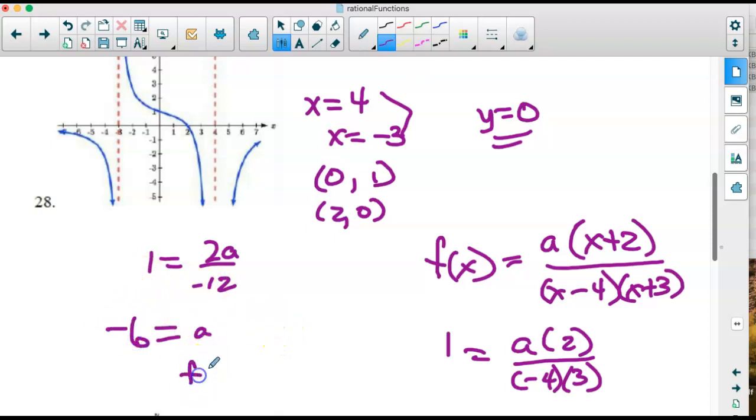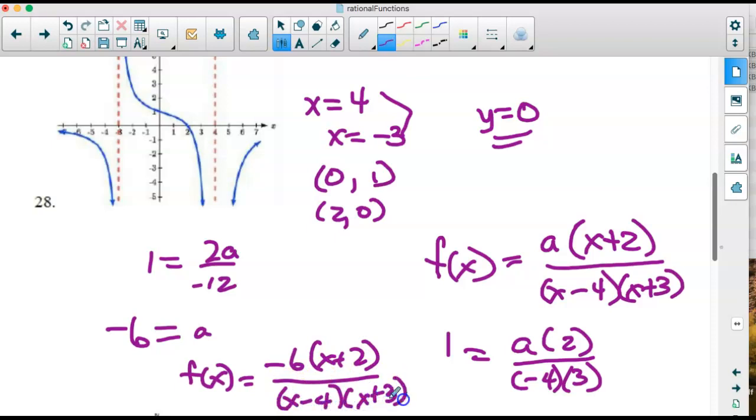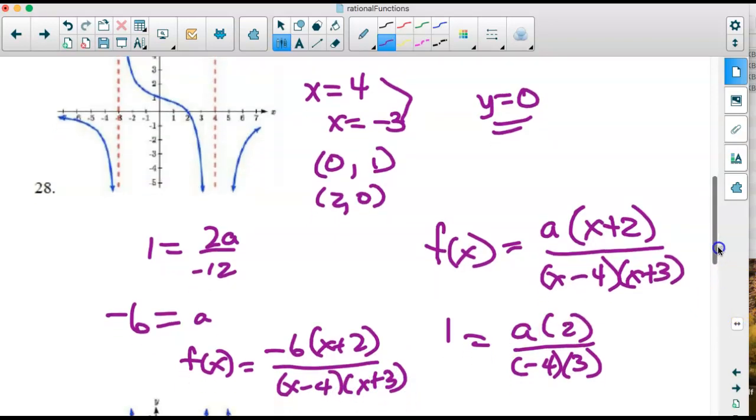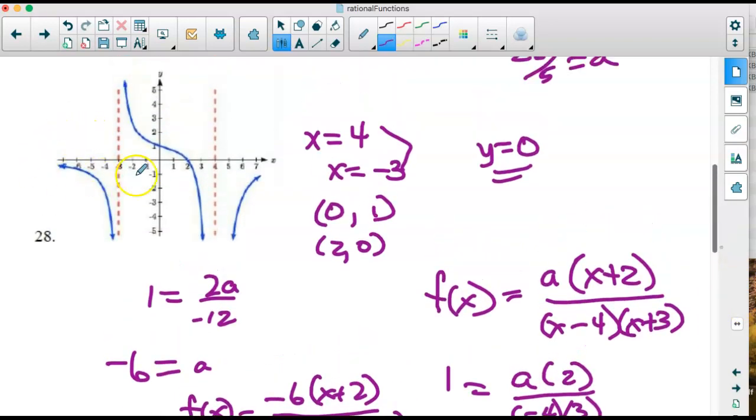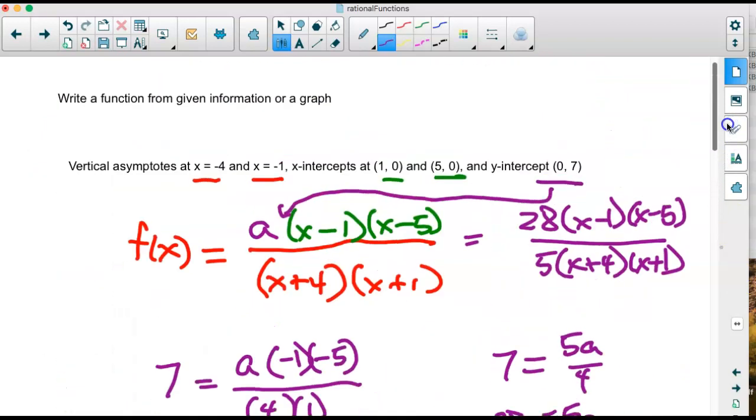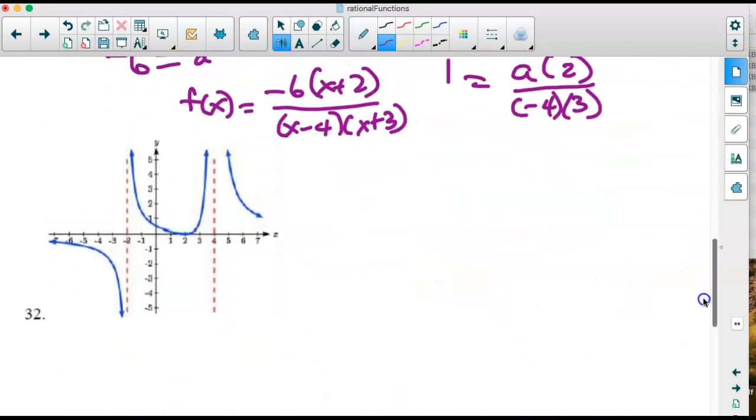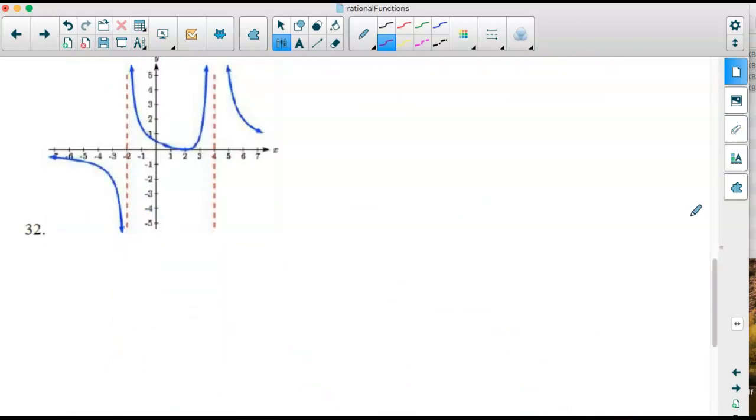So our function here is -6 times (x plus 2) over (x minus 4)(x plus 3). Okay, but we took all the information off the graph that we would use when we write it out. So it's the same thing, it's just you're taking the information off the graph.